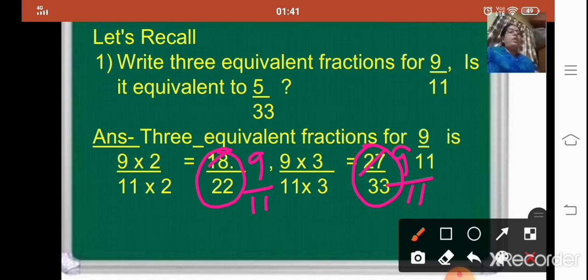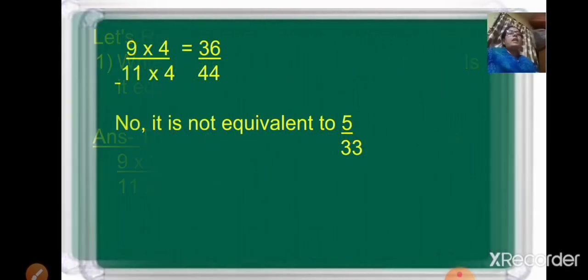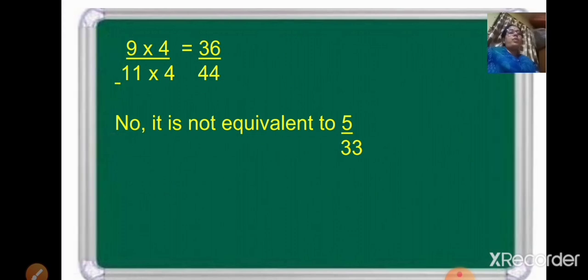Okay, now 9 upon 11 has only one common factor, so it cannot be reduced further. So 18 upon 22, 27 upon 33 as well as 36 upon 44 are equivalent fractions of 9 upon 11. Now is it equivalent to 5 upon 33? No, it is not equivalent to 5 upon 33.